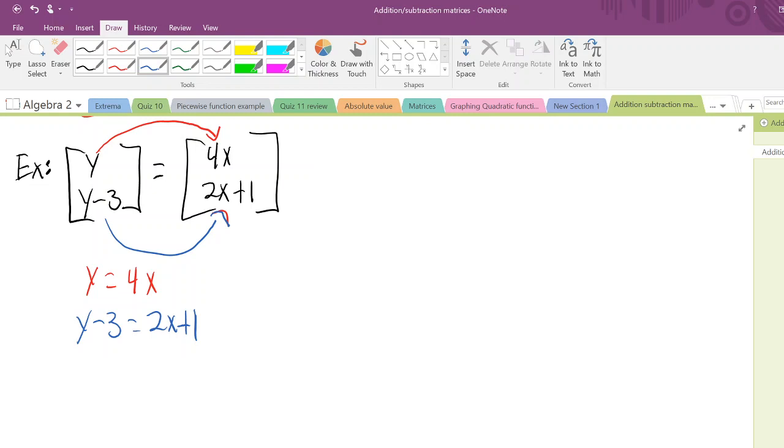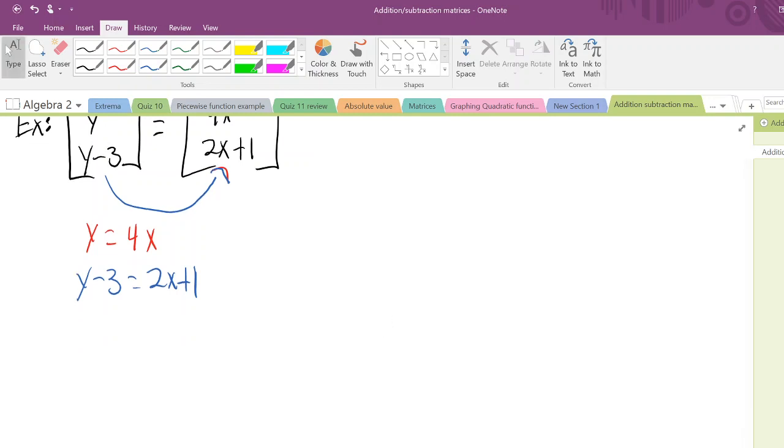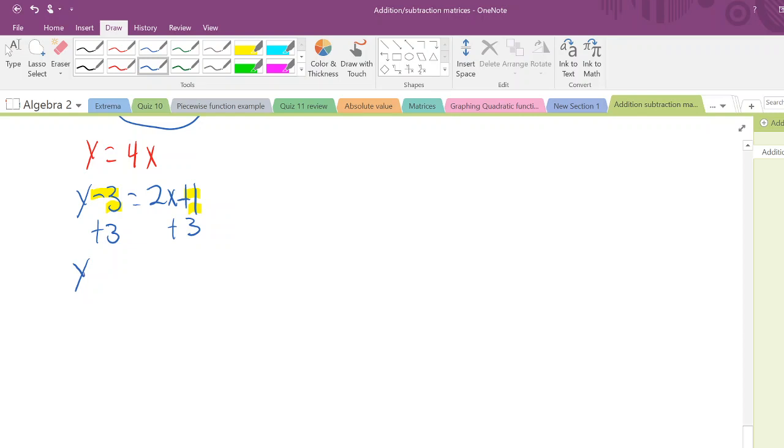The first thing I have to do is realize that there are two numbers here, and I want to put them together. So I'm going to get rid of that first. I'm going to add plus 3, because what I do to one side, I do to the other. So y is equal to 2x plus 4.